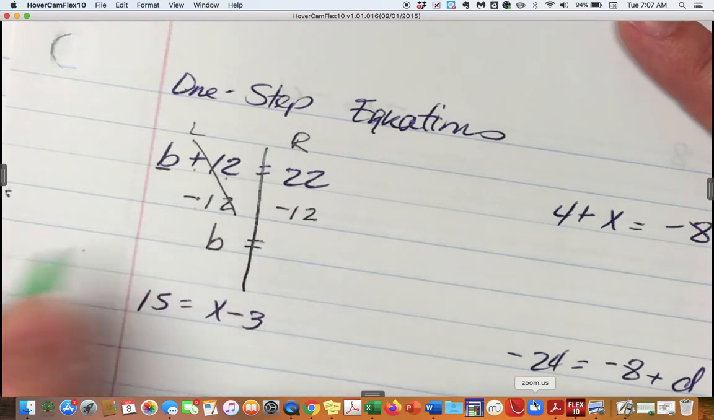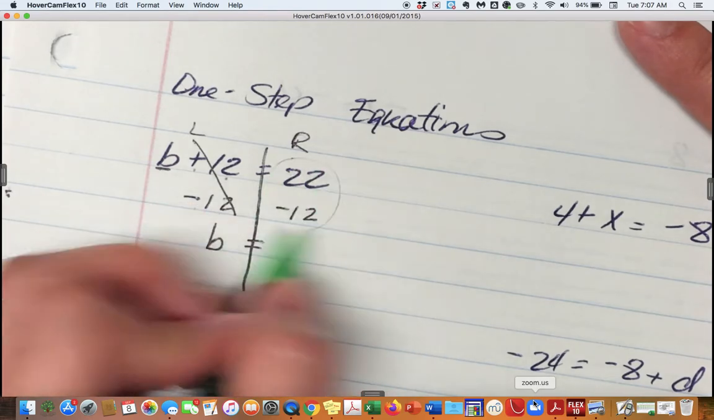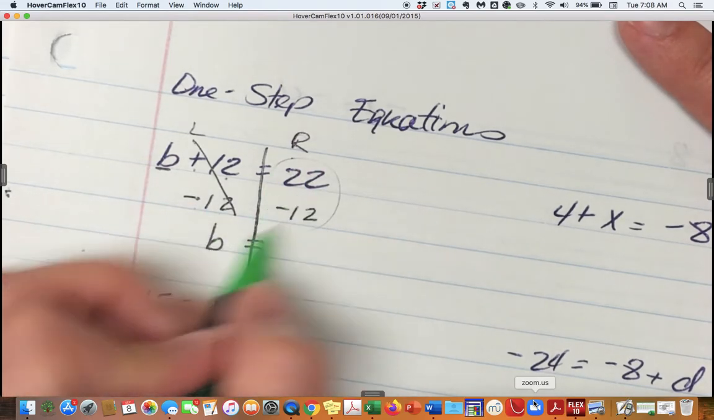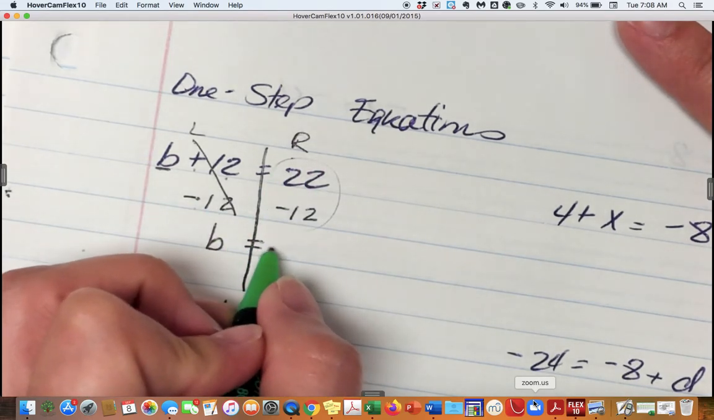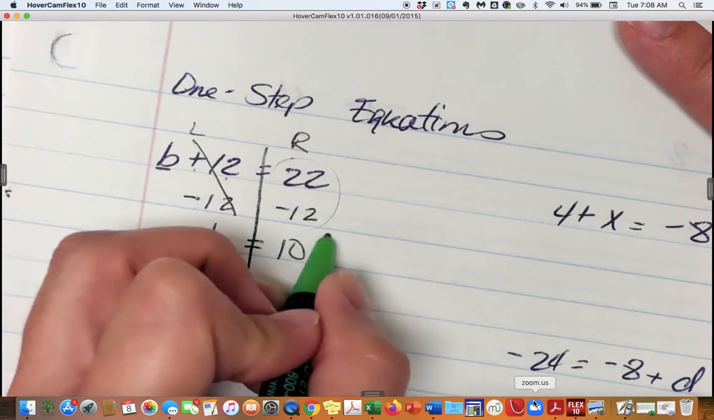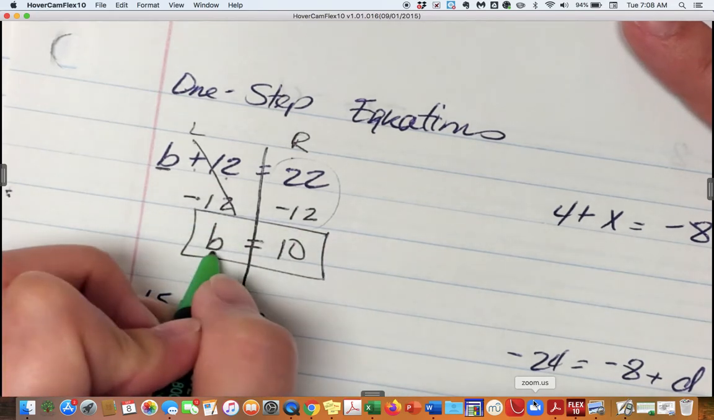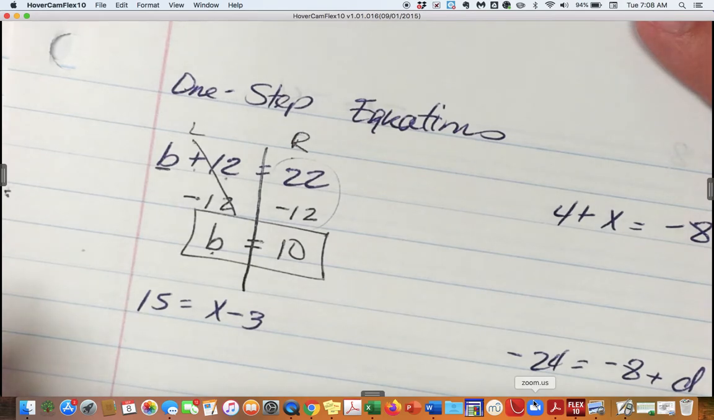I'm going to bring down my equals, even though it's on the line, bring down the equals. And then you're just going to do the math over here on the other side. 22 minus 12 is, let's see here, that would be 10. So that is my answer. As soon as I get my variable alone, I'm done.